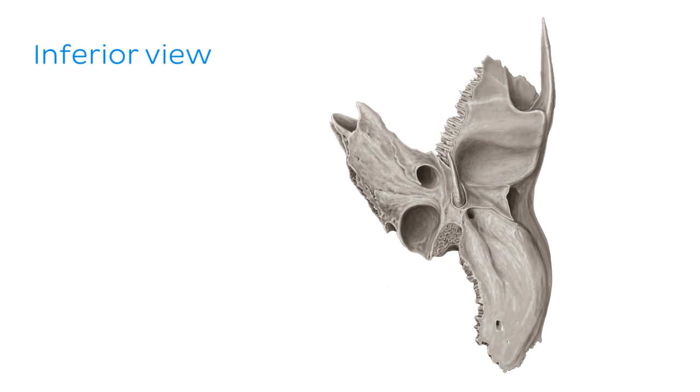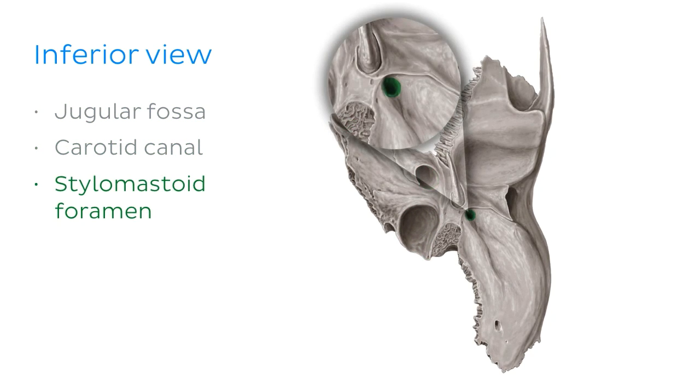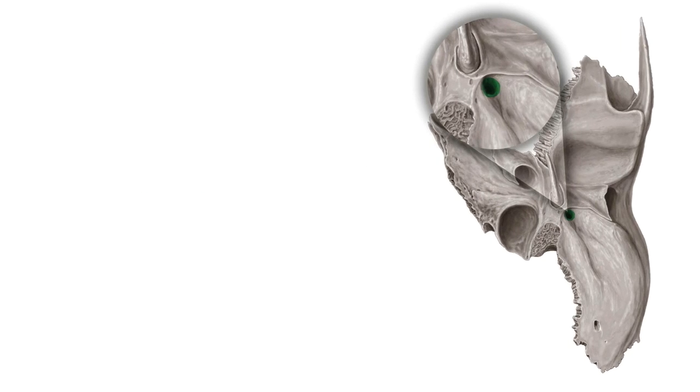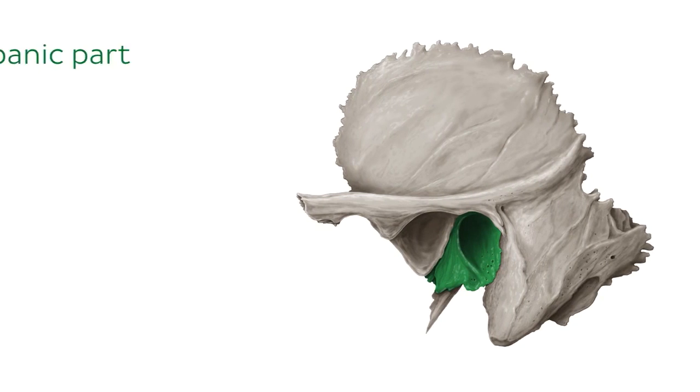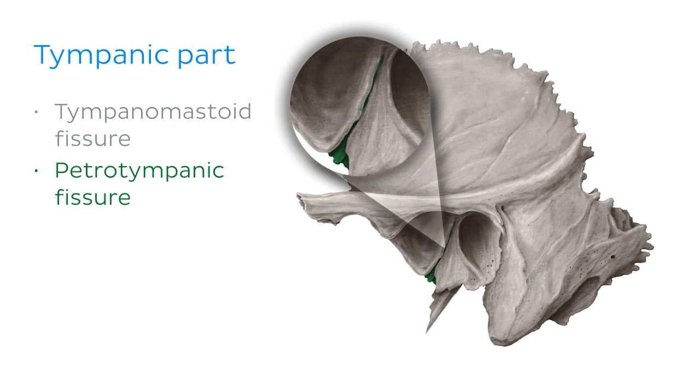We then switched to the inferior view of the temporal bone and looked at the jugular fossa, the carotid canal, which is located just above the jugular fossa, and the stylomastoid foramen, which is where cranial nerve 7, otherwise known as the facial nerve, exits the skull. We then looked at some structures of the tympanic part of the temporal bone, including the tympanomastoid fissure, a groove that separates the tympanic part of the temporal bone and the mastoid process, and the petrotympanic fissure, a groove that is located on the anterior aspect of the tympanic part.